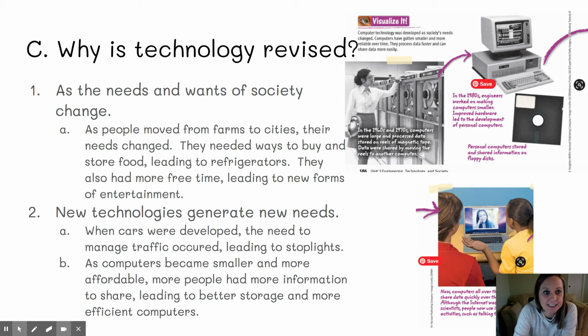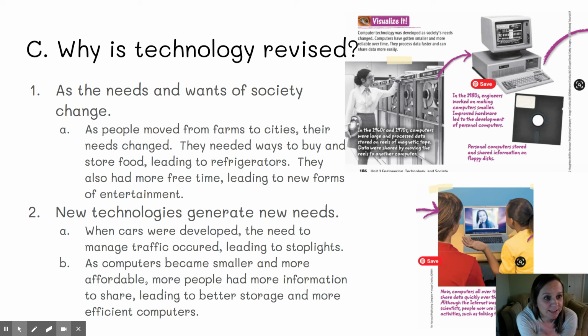In the 60s and 70s, computers were large and processed data stored on reels of magnetic tape. The data was shared by moving the reels to another computer. Then in the 80s, engineers worked on making computers smaller. Improved hardware led to the development of personal computers.